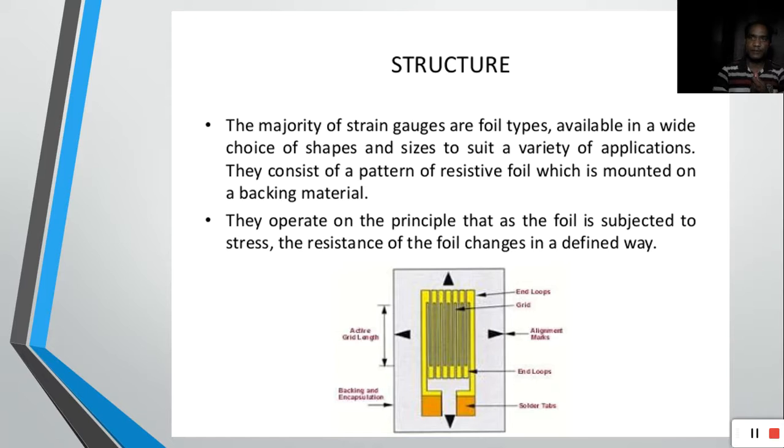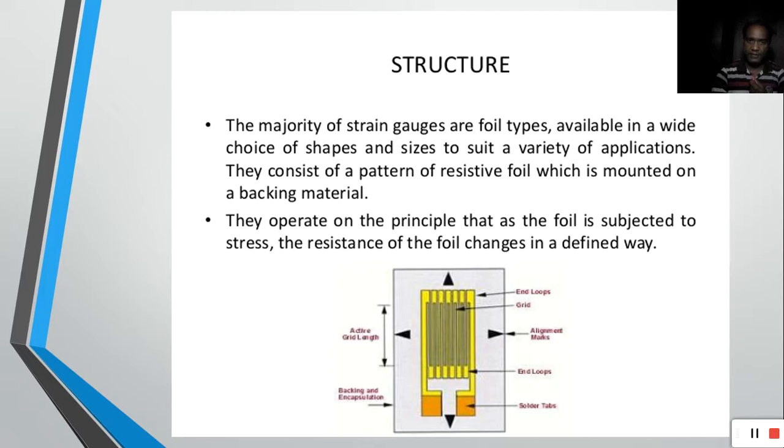Now we discuss the structure. The majority of strain gauges are foil type, available in a wide choice of shapes and sizes to suit a variety of applications. They consist of a pattern of resistive foil which is mounted on a backing material. They operate on the principle that as the foil is subjected to stress, the resistance of the foil changes in a defined way.